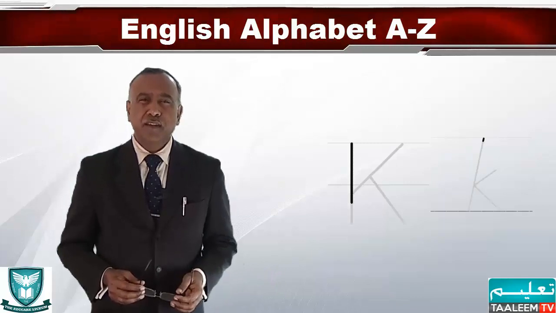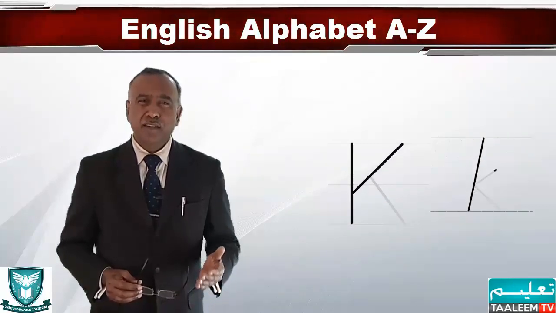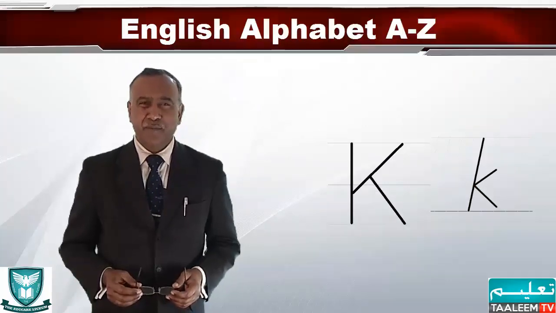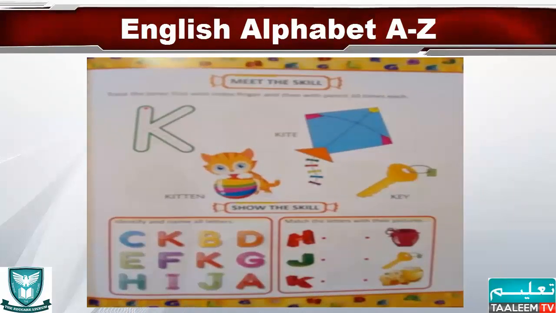Now we'll learn how to write this letter K. We'll use dotted lines, dotted sheet to learn this letter of K. Now, open the page number 21 of your book. Yes. Now you can see the letter K. And K is the 11th letter of the English alphabet.